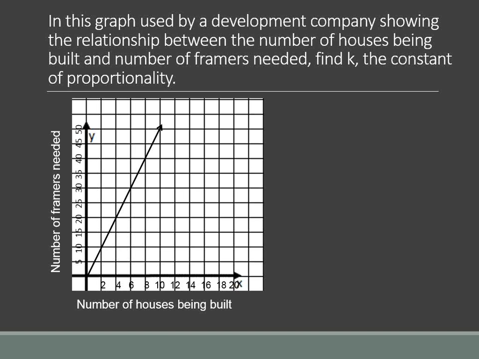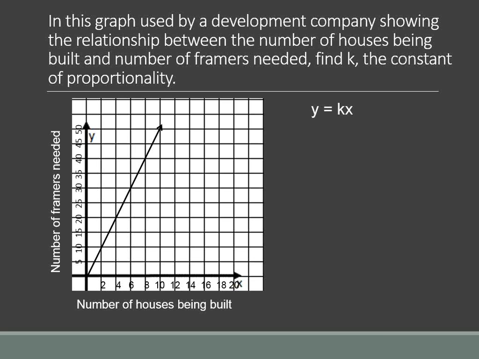In this graph used by a development company showing the relationship between the number of houses being built and the number of framers that they will need, find K, the constant of proportionality. So maybe this would be a graph used by the scheduler to organize the workflow for the week. Just take a minute and look at this graph. And then the question is asking us to find K, the constant of proportionality.